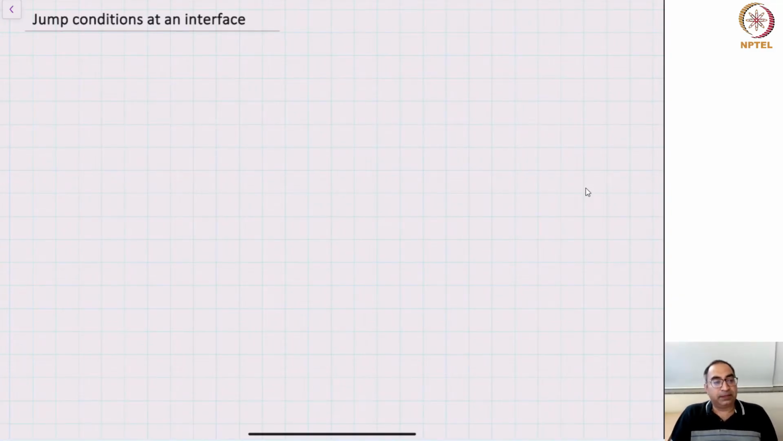Hello everyone. So we'll be continuing from where we left off in the last lecture. In the last lecture, we looked at the integral form of the continuity and the momentum equations. Now we will use those equations to derive jump conditions at an interface.